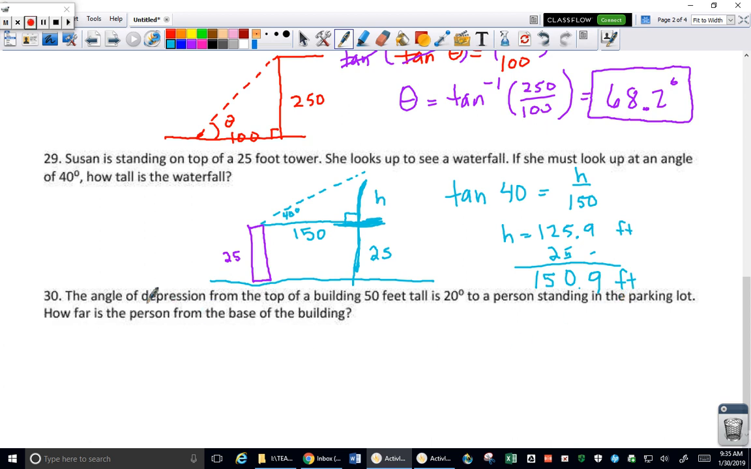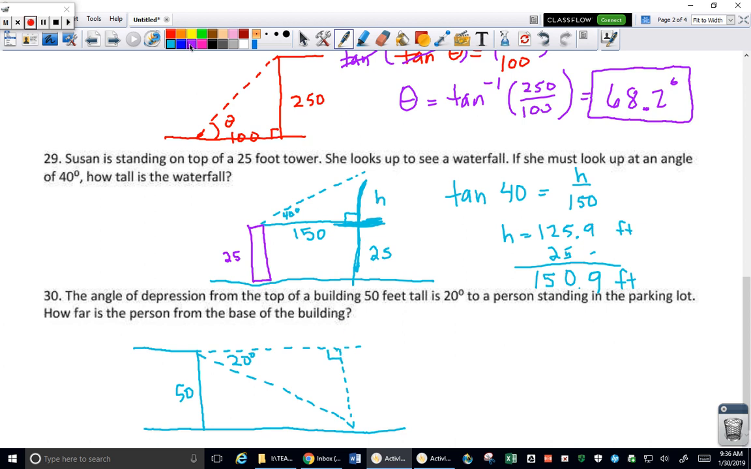Okay. Last one. The angle of depression from the top of the building to a person in the parking lot is 20 degrees. So here's our 50-foot building. Man, people like standing on top of buildings. Yes, they do. And the angle of depression is always formed with the horizontal. So let's draw in your horizontal so we can get our correct angle of depression. 20 degrees here, angle of depression. So our triangle is drawn floating in the sky.